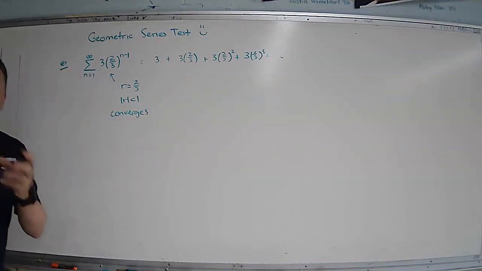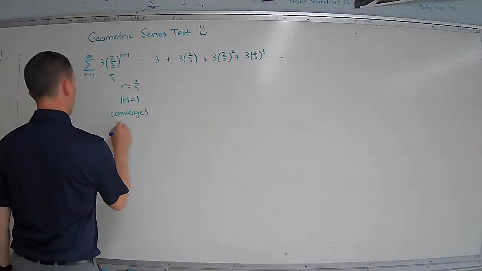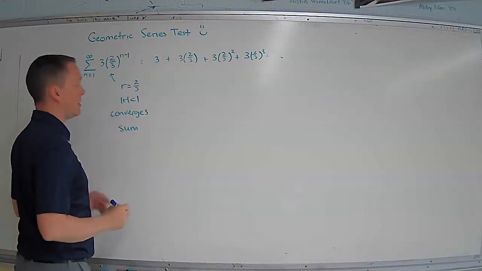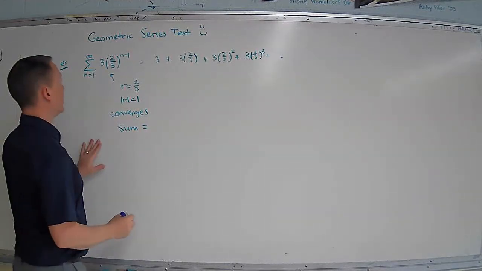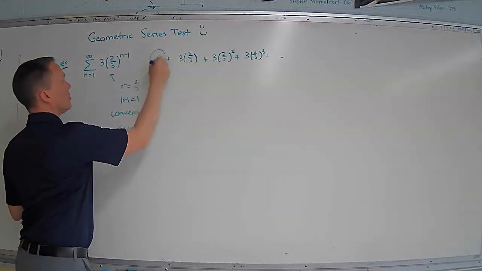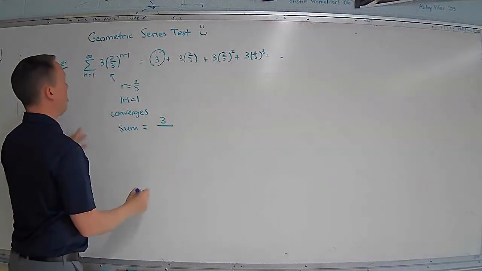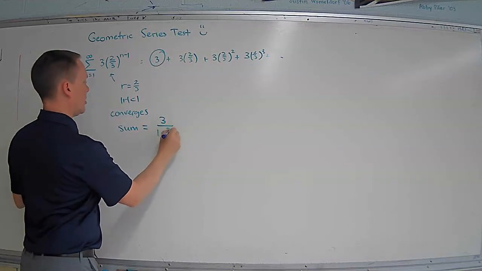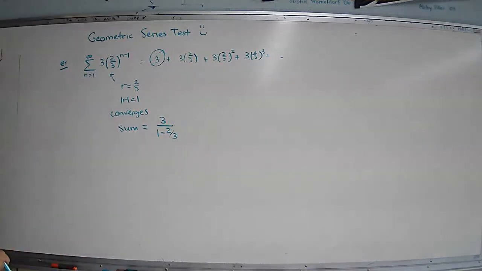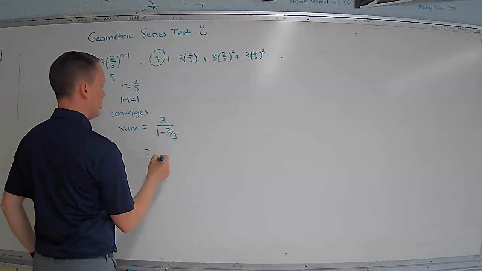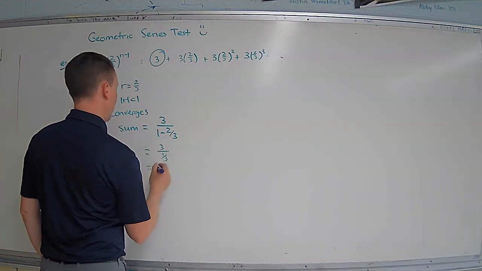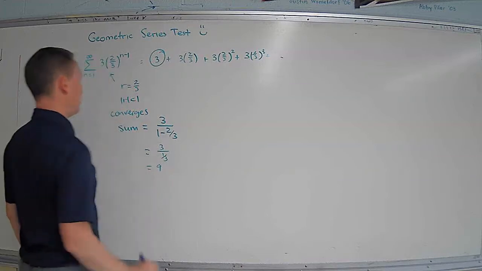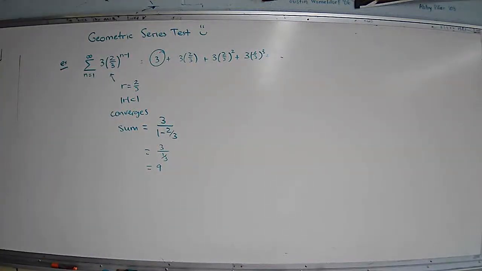Okay? And his sum, we'll go ahead and write it down, the sum of this geometric series is the first term over 1 minus r. So that's 3 over 1 minus 2/3, so that's 3 over 1/3, so that's 9. Did I do that arithmetic right? Okay, so that's a pretty straightforward one.